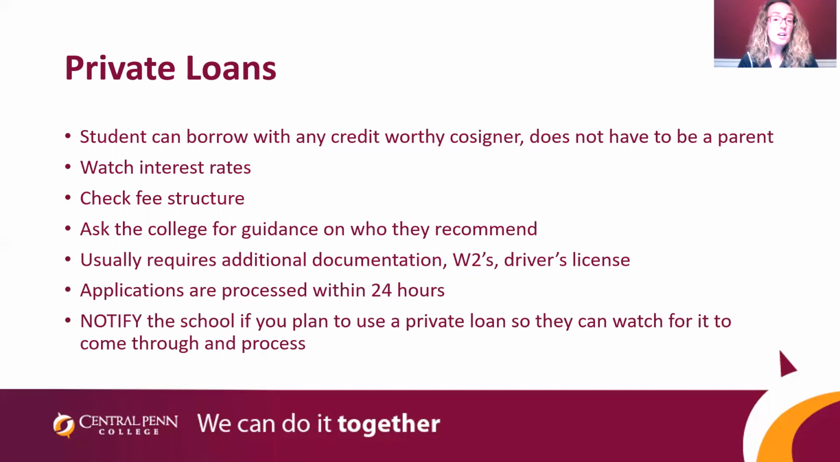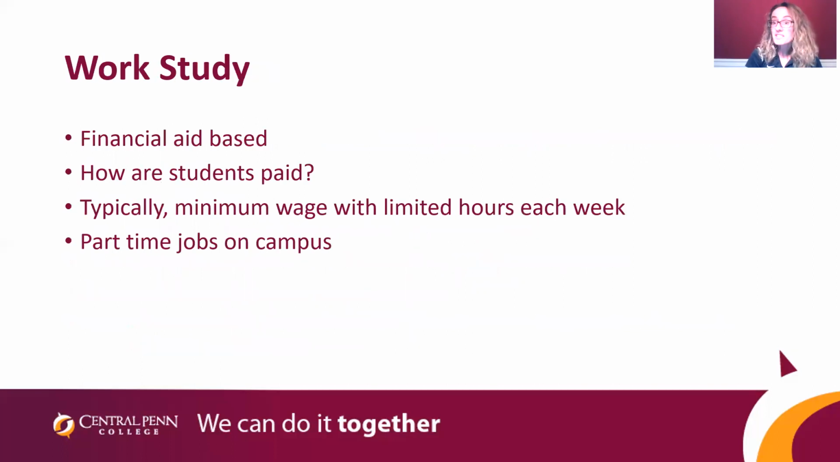Typically, it does require additional documentation though. So you're not going to know instantly if it's approved or denied. You're going to need to upload your W-2s or driver's license, and then you'll know within 24 hours if it's approved or denied. I always tell families, please tell me who you're using on a private loan so I can watch for it to come through. The reality is the private lender will let the school know when the loan's ready, and we'll get that process for you right away.